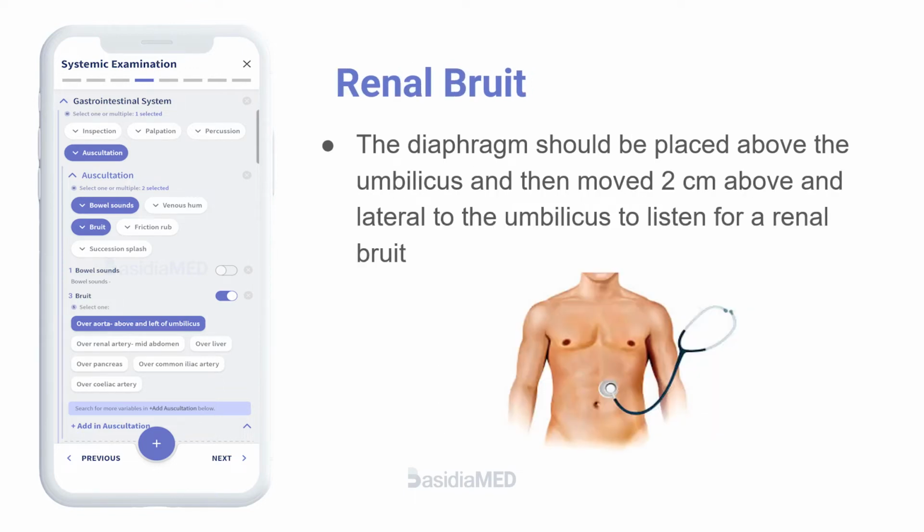The diaphragm should be placed above the umbilicus and then moved 2 centimeters above and lateral to the umbilicus to listen for a renal bruit. The presence of the renal bruit indicates renal artery atherosclerosis.